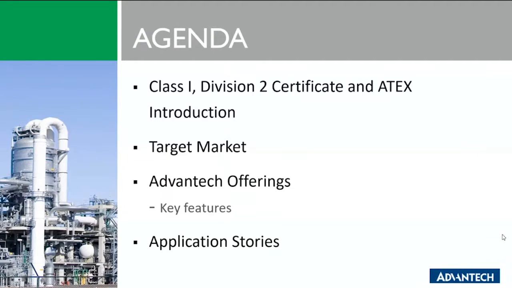Okay, so for today, I am going to present the Advantech Class 1 Division 2 certified product offerings for smart energy and utility, and share some case studies. My presentation will take around an hour, and we will go through 4 parts. Firstly, I want to give you a basic understanding of Class 1 Division 2 for hazardous locations.